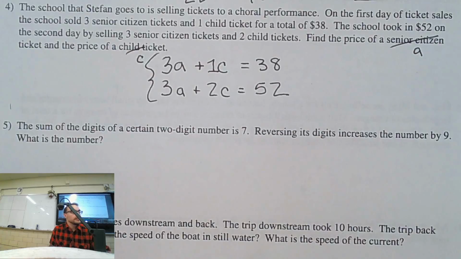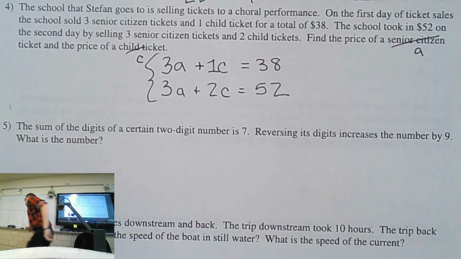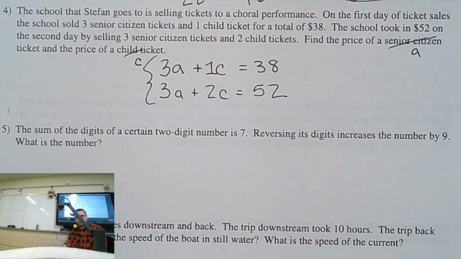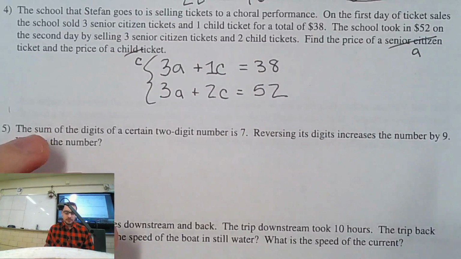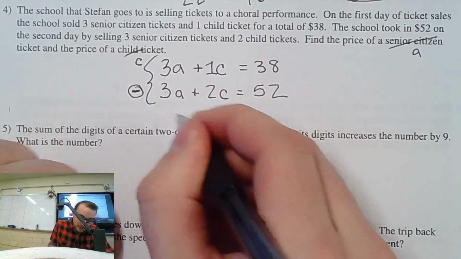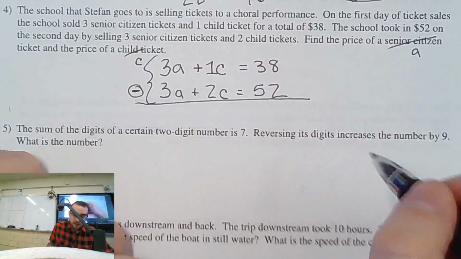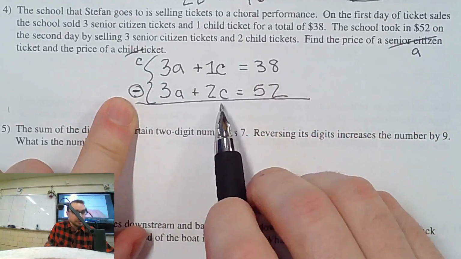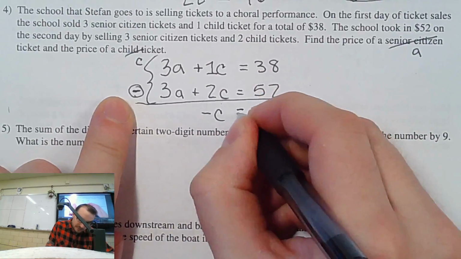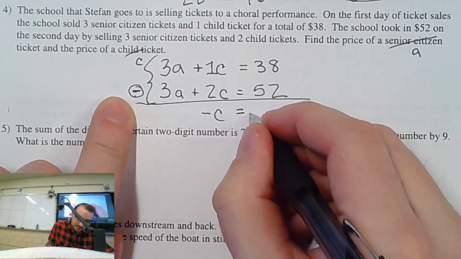Elimination or substitution? What do you want to do? Elimination. All right. So elimination. Do we have anything that's already matched up? Yeah, the 3A. So if I subtract them, they go away, right? What's 1C minus 2C? Again, you always have to go back to this sign. Negative 1C. What's 38 minus 52?